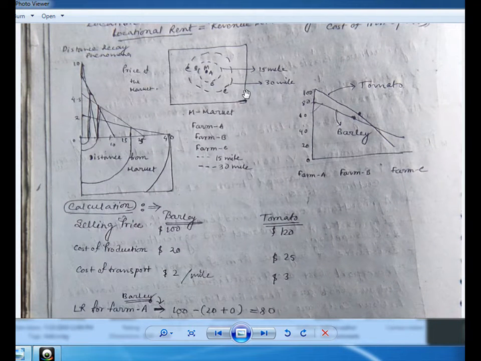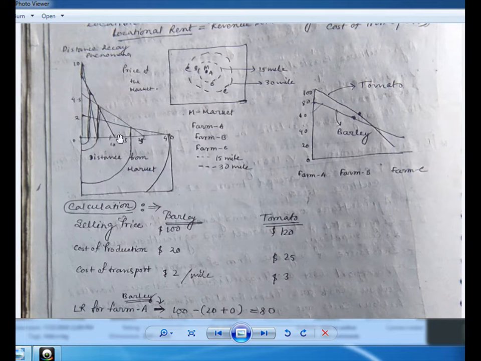Here you can see a 30-mile distance with farms A, B, and C. The center is the market, with one farm at a 15-mile distance and another farther out. Look at tomato and barley prices: from farm A, farm B, and farm C, the tomato price is increasing while the barley price is decreasing.